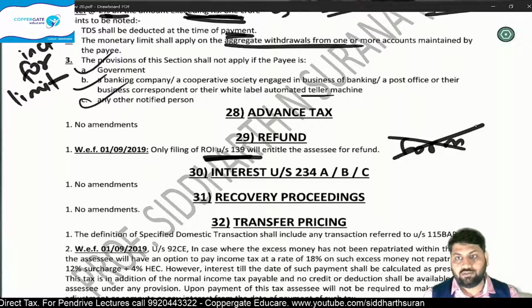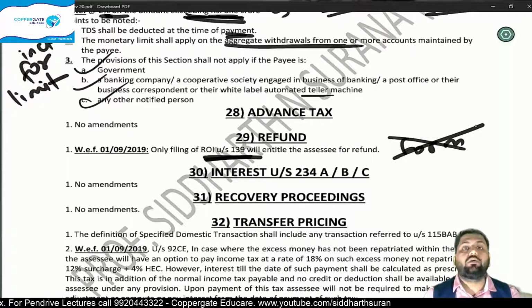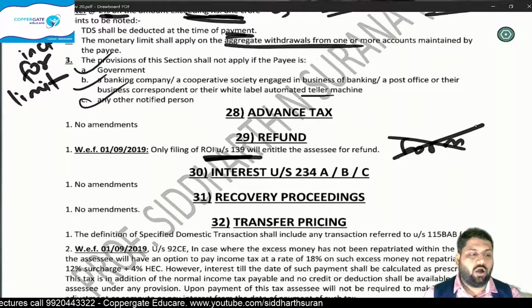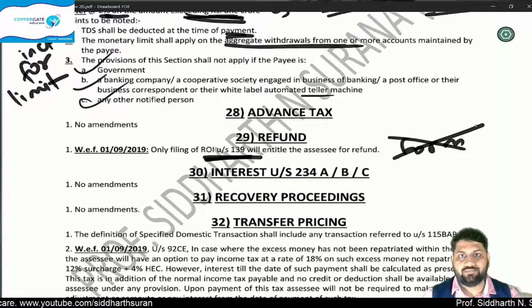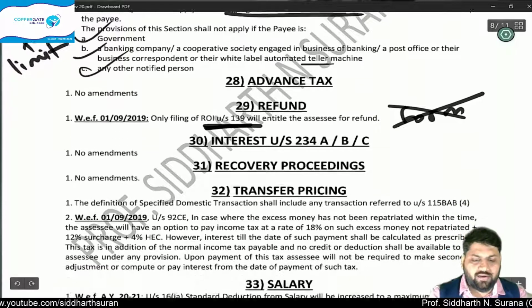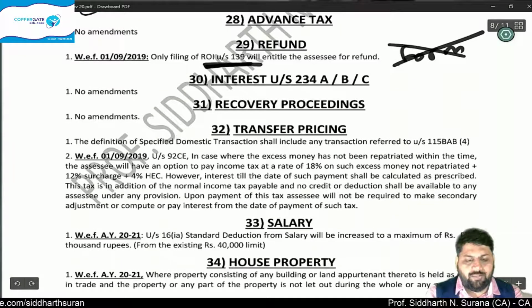Earlier there were two options. You can fill up an online form, or you can file your ROI. Now we will give you only one option. You will get your refund only and only by filing ROI. You will not get your refund with any other option. Understood? Interest under 234 ABC, no amendment.